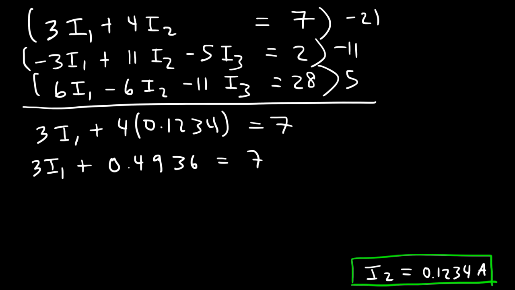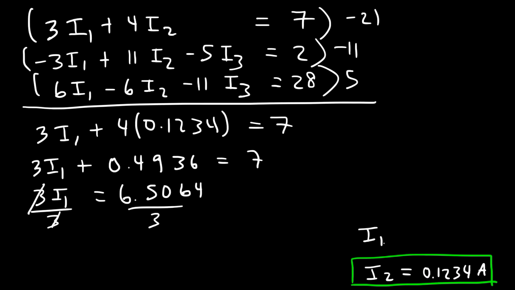So 7 minus that number, that's equal to 6.5064, and that's equal to 3I1. So to calculate I1, we need to divide it by 3. So I1 is equal to 6.5064 divided by 3, which comes out to be 2.1688 amps. So now that we have the value for I1, we need to calculate I3.